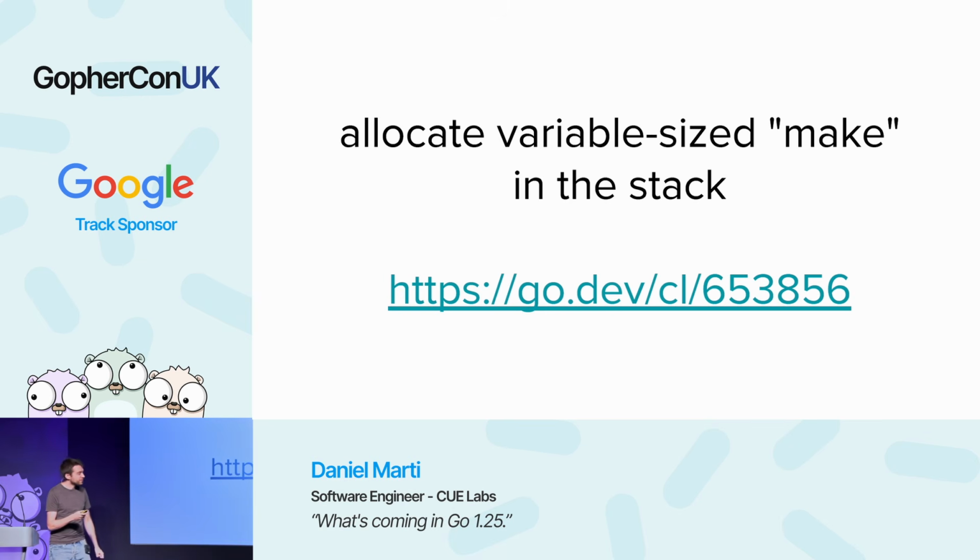Another change that's pretty small is that when you do a make call to make a slice, it used to be that only constant sizes would get allocated on the stack as opposed to the heap. And the stack is usually better because it doesn't cause GC overhead. It's more local to the rest of your memory and so on. But if you did a make with a variable length, such as an input parameter, it used to never go to the stack. So they've taught the compiler to be a bit better about that, and now it tries to put it on the stack.